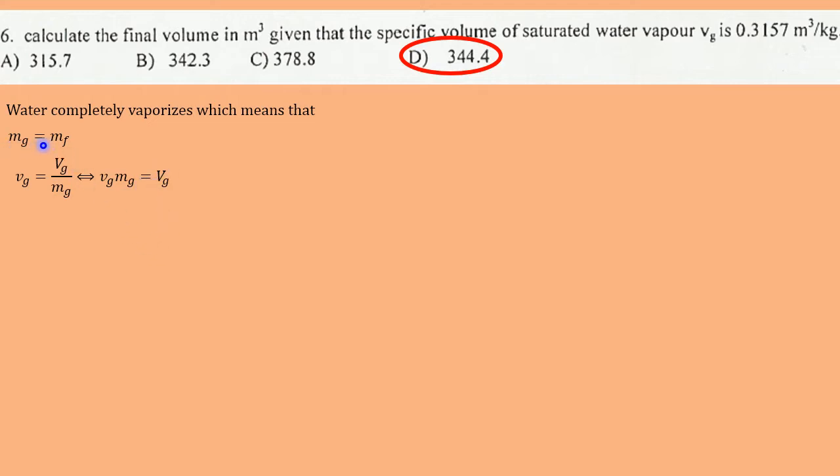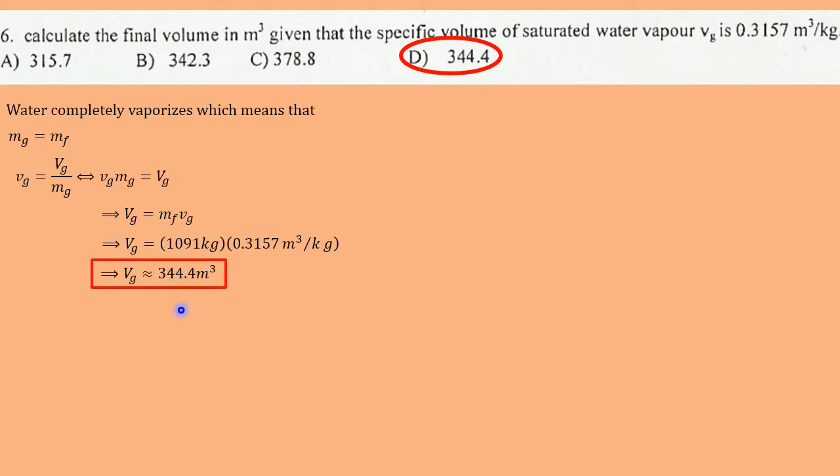Now we know that mg equals mf, so we're going to have that substituted over there, so that we have Vg equals mf times small vg. Now we recall that the mass of saturated water was calculated in the previous question to be 1091 kilograms, and the specific volume of saturated water vapor vg has been given to be 0.3157 meters cubed per kilogram. So when we do this evaluation, we should have Vg approximately equal to 344.4 meters cubed.